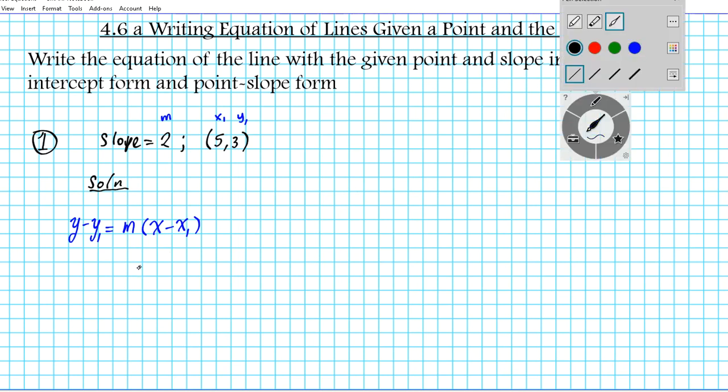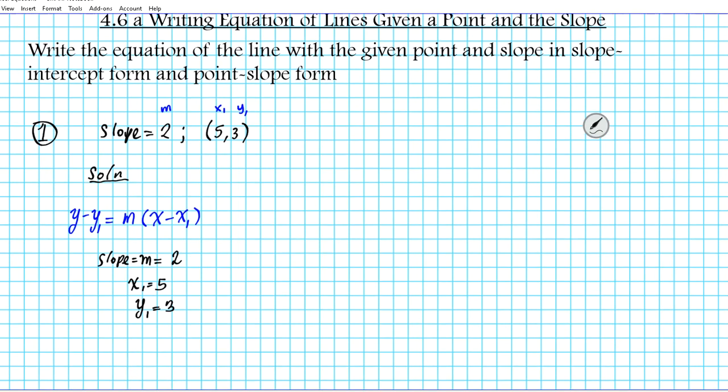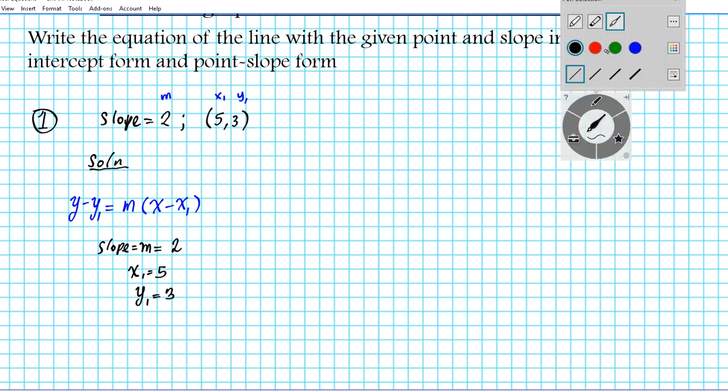Okay, so let's go ahead and write that down. We have the slope, represented by the letter m, is 2, and then x1, the x-coordinate of the point, is 5, and then y1, the y-coordinate of the point, is 3. Alrighty, so what are we going to do? All we're going to do is plug in these values into our point-slope formula in order to generate the desired forms.